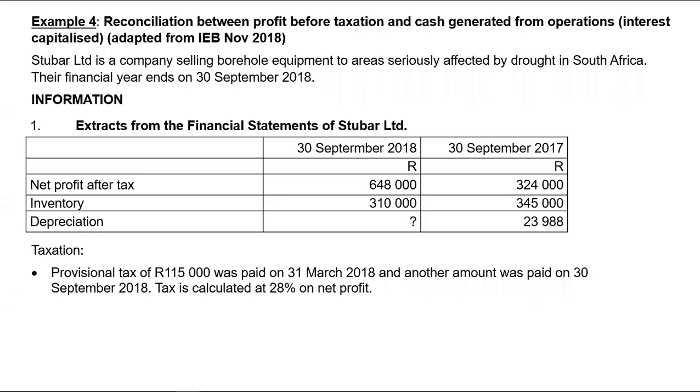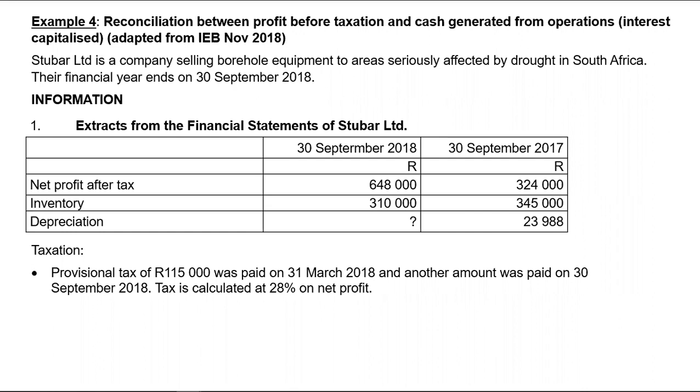And now again, we are going to do example 4. It is the reconciliation between profit before taxation and cash generated from operations, where interest is capitalized. So we don't need to exclude interest, accrued expense interest on loan in trade and other payables.